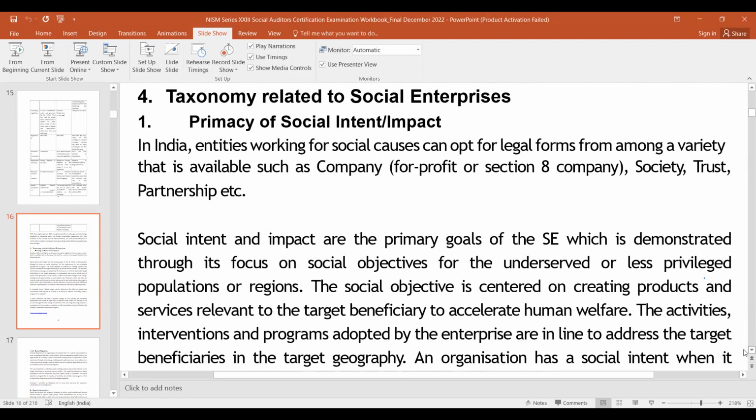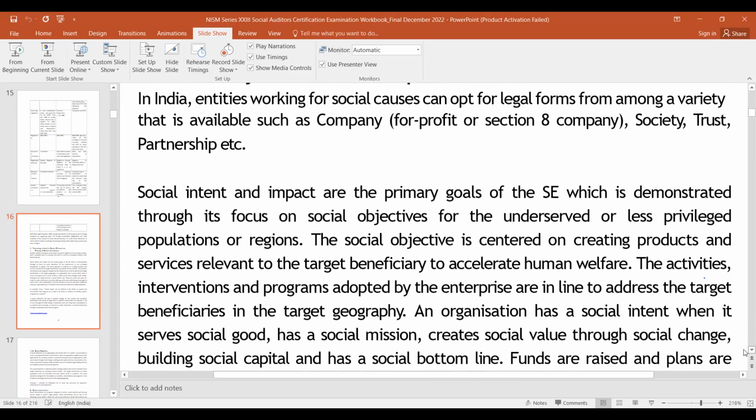But now the question could be whether a Section 8 company can be run for profit. No, it cannot. So social intent and impact are the primary goals of social enterprises, demonstrated through their focus on social benefit, social cause, and social objectives for the underserved or less privileged populations or regions. I'll correct myself: it is underserved, not undeserved, meaning whosoever is not being served properly. The social objective is centered on creating products and services relevant to the target beneficiary to accelerate human welfare.